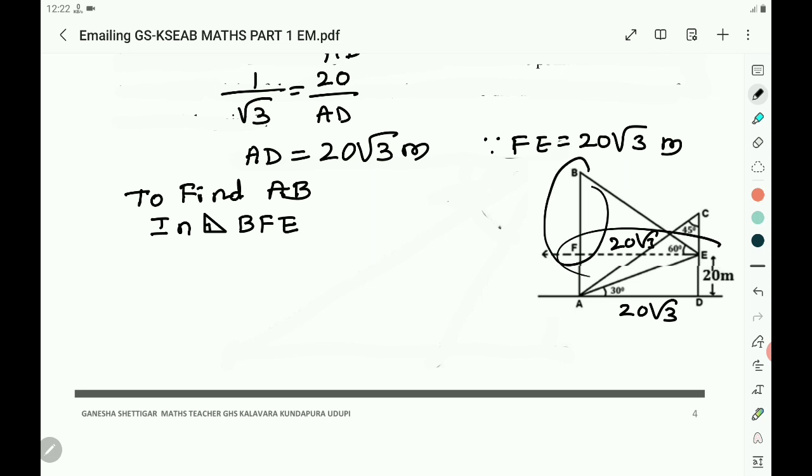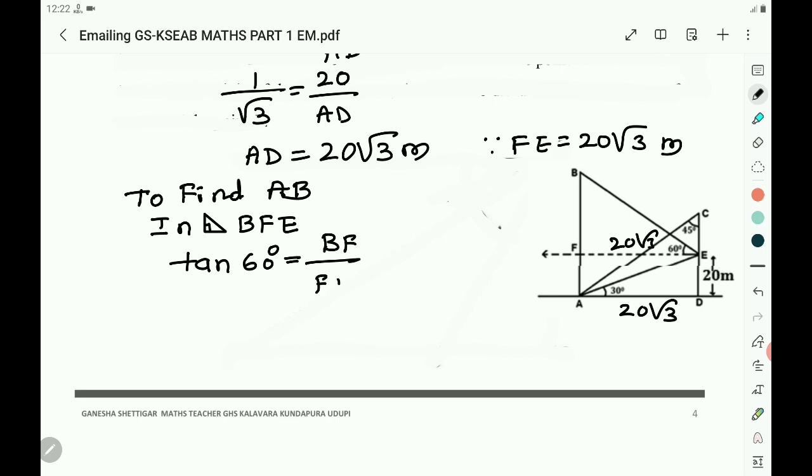Then you write opposite side by adjacent side. Again use the trigonometric ratio tan 60 degree. Tan 60 degree is equal to opposite side BF by adjacent side FE. Tan 60 is root 3. BF is to be found out. Write BF only. FE is 20 root 3. Then do the cross multiplication.